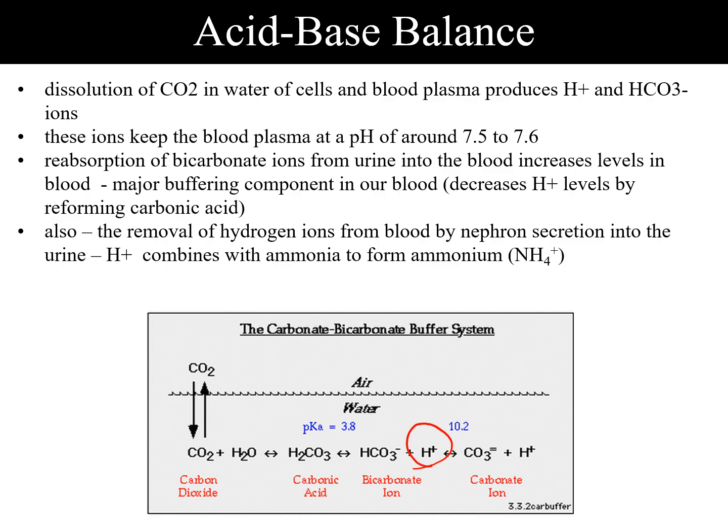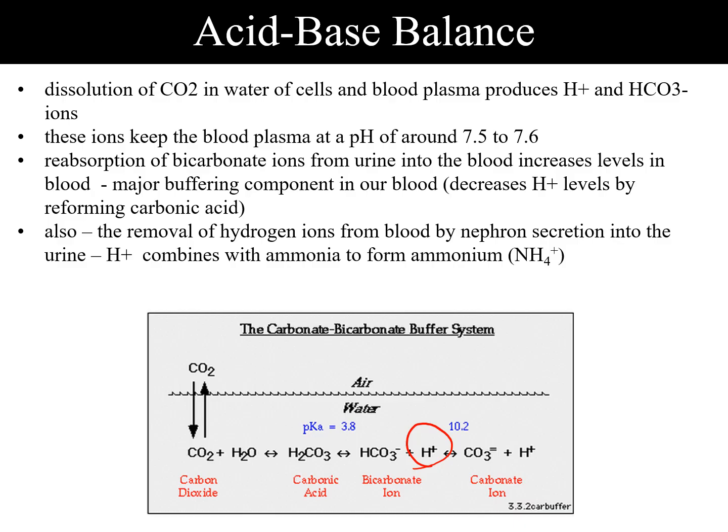We want to have just the right amount of hydrogen ions so that the pH of our blood plasma is around 7.5 to 7.6. Okay, I think that means you would need 10 to the minus 7.5 moles of hydrogen ions in every liter of blood plasma. The bicarbonate that we produce through this dissociation reaction is reabsorbed from our urine back into the blood. So we want to basically keep these bicarbonate ions because it's a major buffering component of our blood.